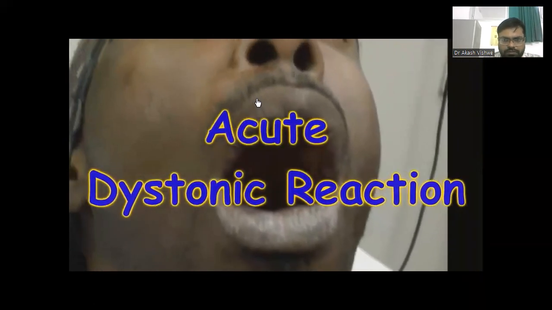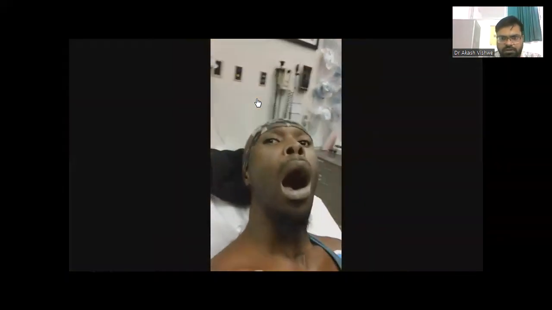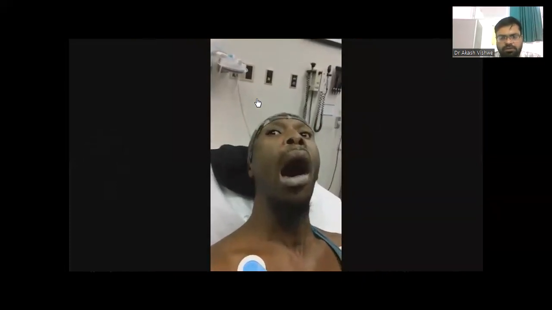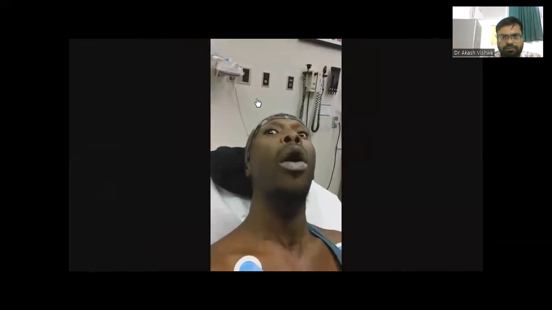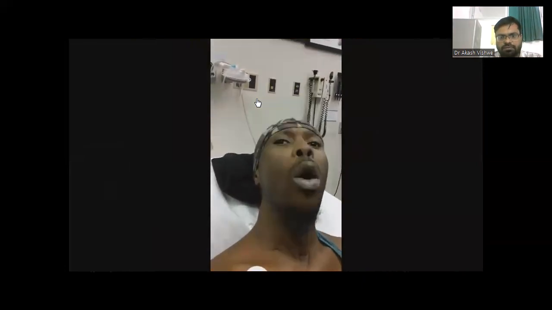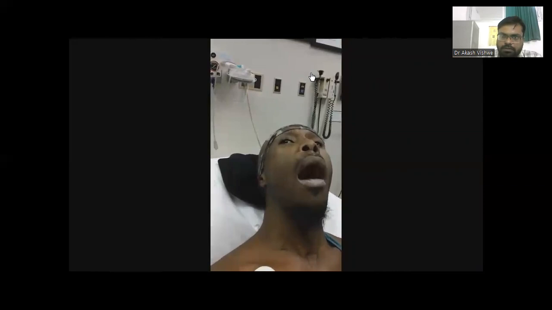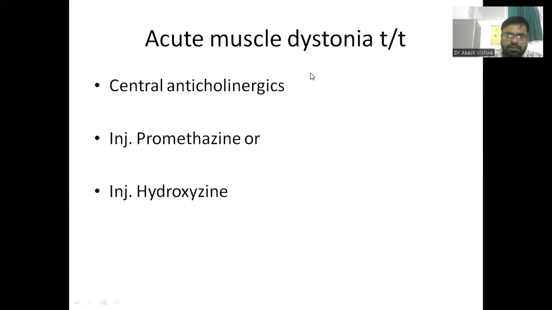So this is another symptom, acute dystonic reaction. The mouth of the patient is actually still open. When did you start having trouble talking? The patient is unable to close the jaw. Early this morning? And did you take any drugs other than your prescribed drugs? No? So what is the treatment of acute muscle dystonia? That would be central anticholinergics, injection of promethazine or injection of hydroxyzine can be used.